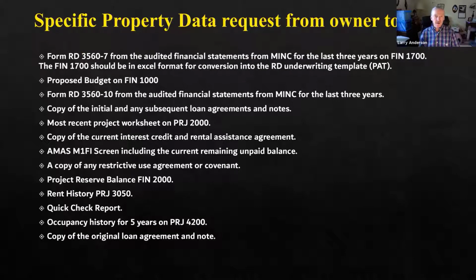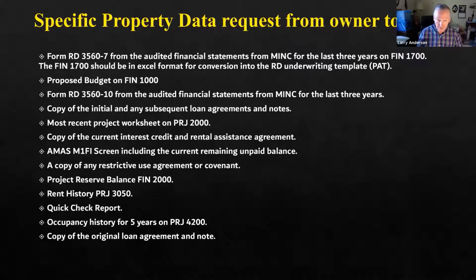This is what I ask for, and I only want to touch on a couple of these. The first one is you want to get the operating budget, and you can get it in Excel format. You ask for the FIN 1700, which means Financial Report 1700. And that'll give you the last 3 years of the budget. And the thing to know about that is that spreadsheet plugs into the PAT, RD's underwriting template.